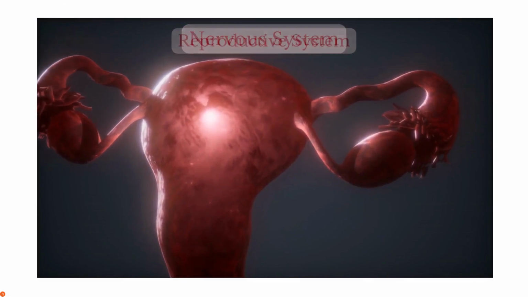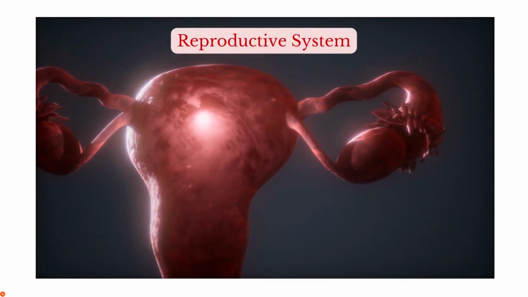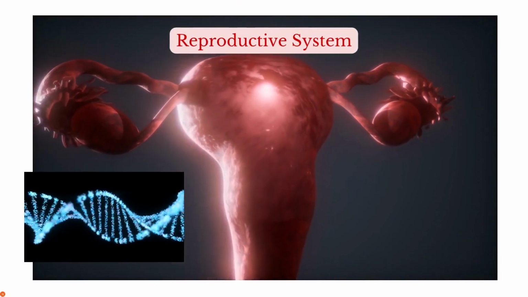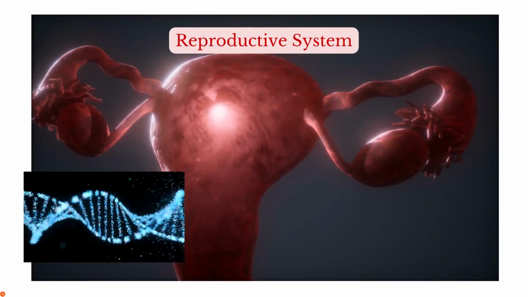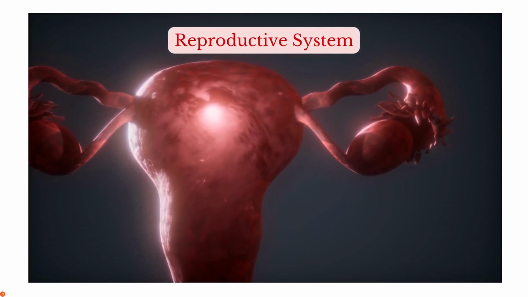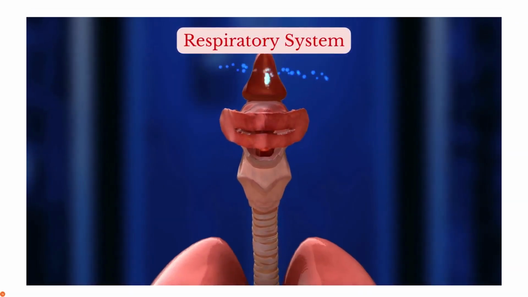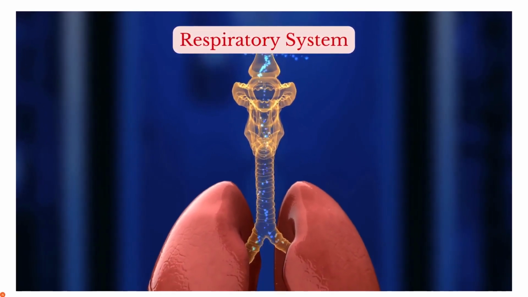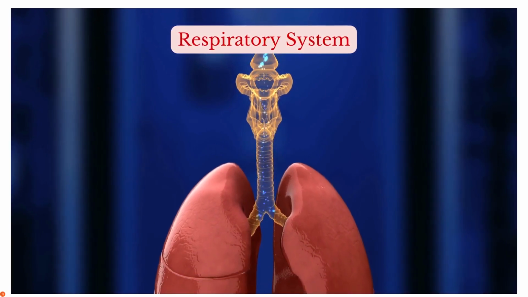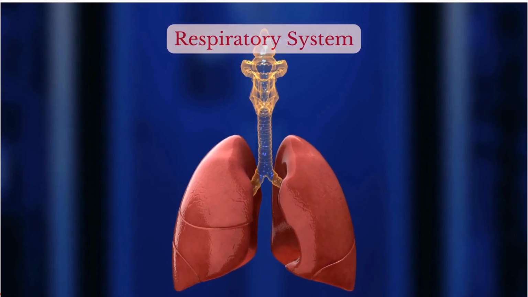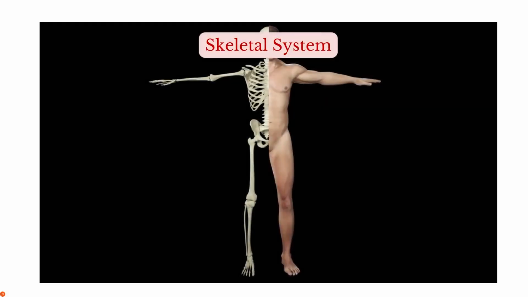The reproductive system is responsible for reproduction of offspring and passes on the genetic code from one generation to the other, and is made up of uterus, testes, and ovaries. The respiratory system is responsible for taking in oxygen and expelling carbon dioxide, and is made up of lungs, trachea, and bronchi. And finally, skeletal system.